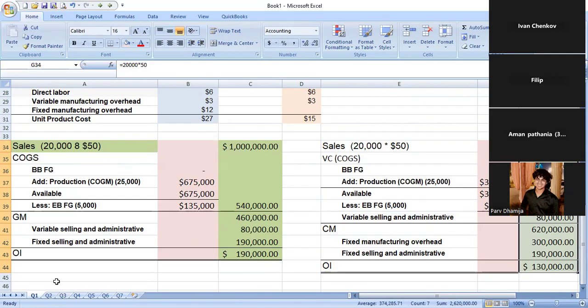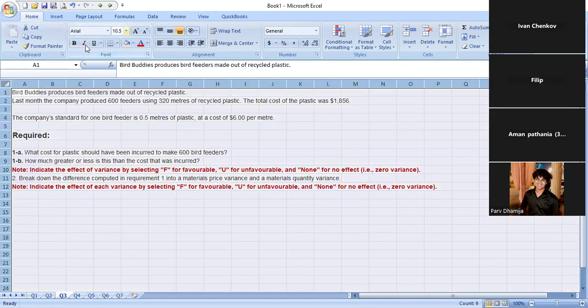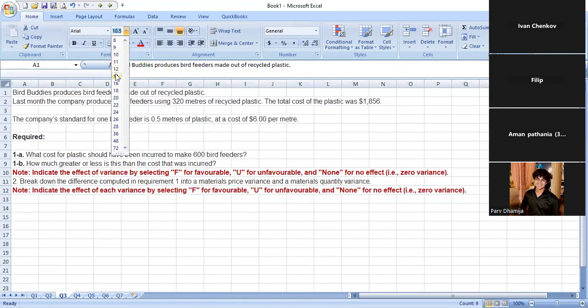If you don't have questions, let's move to the variances now. Enough with the variable absorption. What do you think about the variable absorption? It's not that super tricky. The only thing that you have to be careful about is don't include the variable overheads in the calculation of the product cost for the variable costing. That's all.